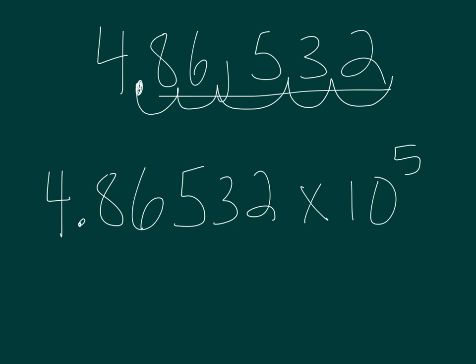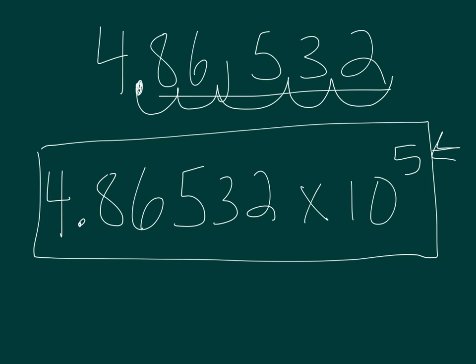Last thing I want to check: was my original number really big or really small? Well, my original number was 486,532, which is a pretty large number. So is this going to be a positive 5 or a negative 5? It's going to stay a positive 5 because my number is really big. Cool. This is my answer in scientific notation.